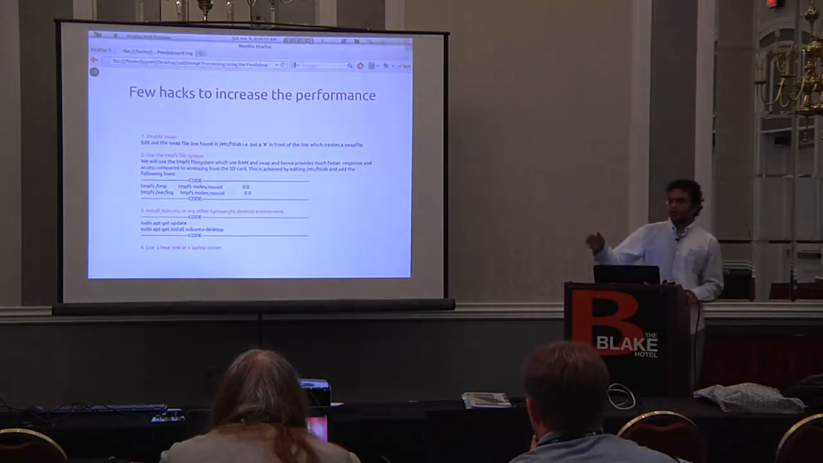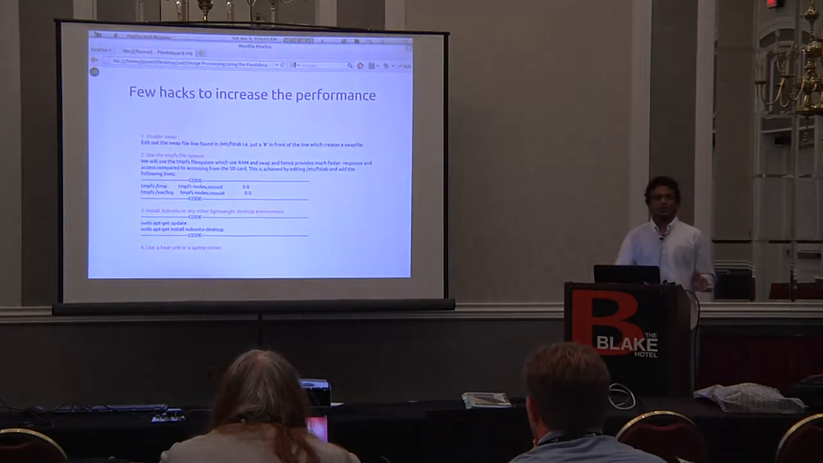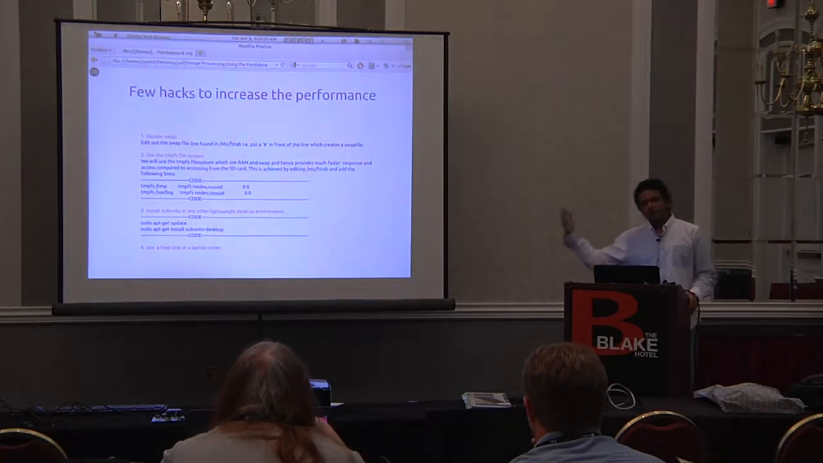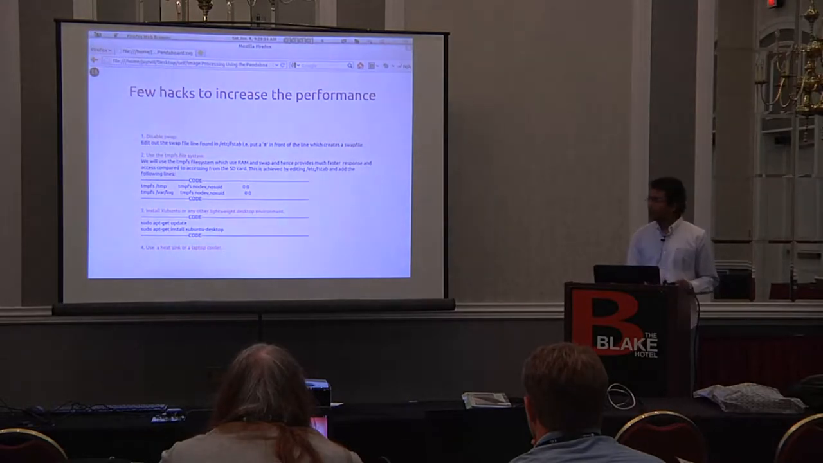Now, in PandaBoard, you have everything on an SD card, and accessing the SD card is very slow. So on top of it, if you have swap, it'll be further slow. So you got to disable the swap file.